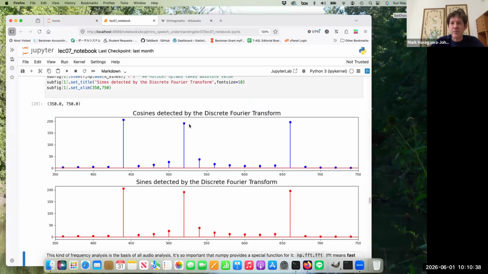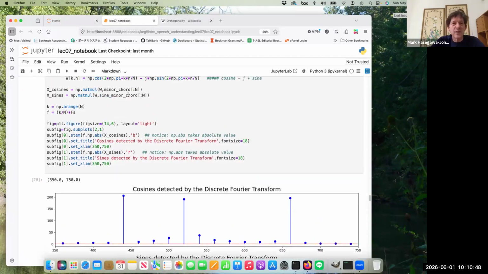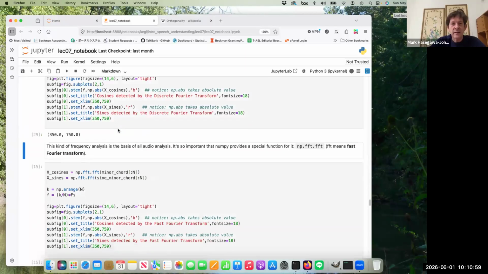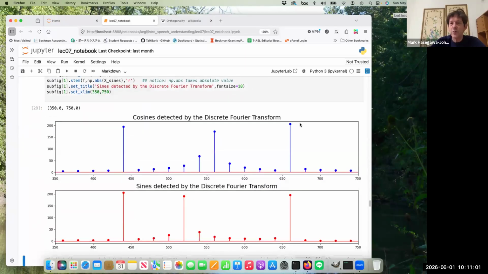So here we've found the three tones in the cosine minor chord. Here we found the three cosine sines in the sine minor chord. It worked just fine for either the cosine or the sine. Let me try also with the major chord. And here we have the cosines of the major chord being detected just fine, and the sines of the minor chord are being detected just fine.